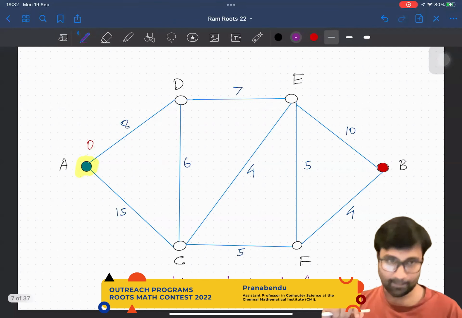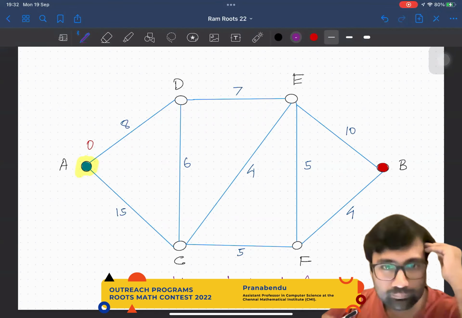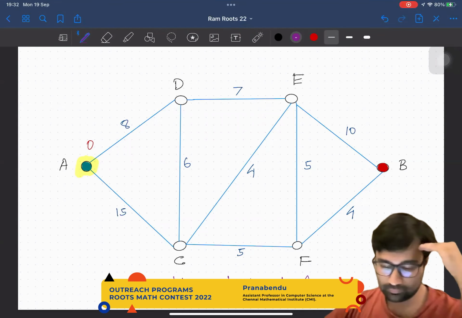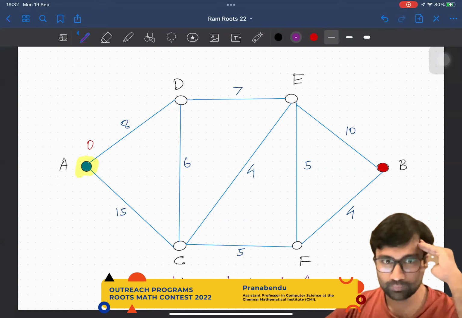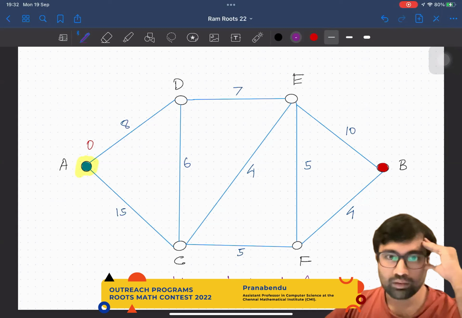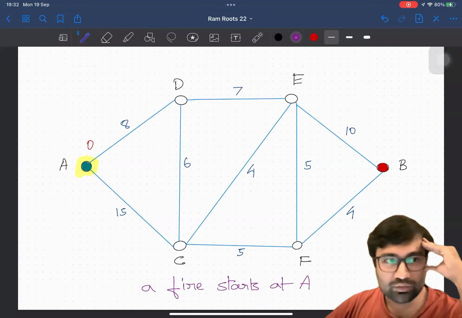Okay, maybe we can do backtracking from B, like find the best route. You can go one step back from B and one step forward from A, and you can just mix and match because it's really less. Okay, but you're backtracking from B to A, right?